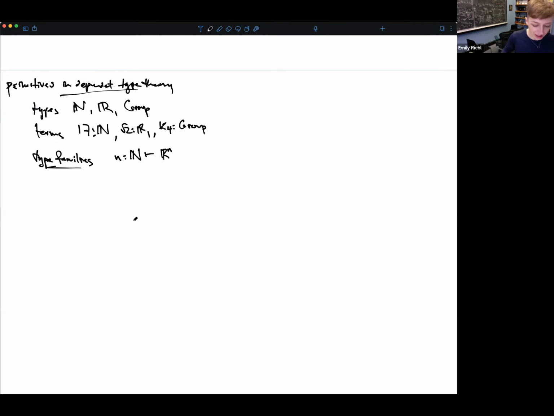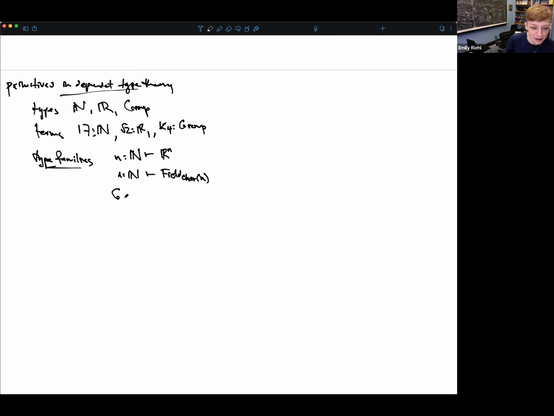Similarly, we could think about, for n in N, the type of fields of characteristic n. What's interesting about this example is that for certain n, there will be no fields of characteristic n. This only makes sense if n is a prime number, but that's okay. We still have this type family. It's just that some of these types are empty. When n is not prime, it will be impossible to construct a term in this type, because it's impossible to construct a field of characteristic 4, for instance.